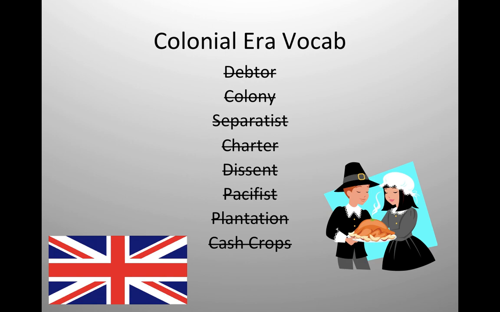All right, great job today. So you should have 8 vocabulary flashcards when you're done: debtor, colony, separatist, charter, descent, pacifist, plantation, cash crops. 8 when you're done. Please make sure that you have completed them the right way. Vocabulary word and picture on the front, definition on the back, and you will submit your flashcards in 2 pictures. You'll put them all flat on the table all together, submit a picture of the front, your vocab word and picture, and then flip them over and submit a second picture of the definitions on the back. So 2 photo submissions, 8 flashcards total.